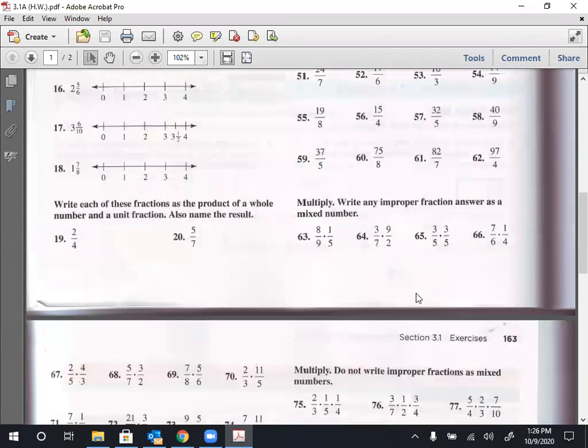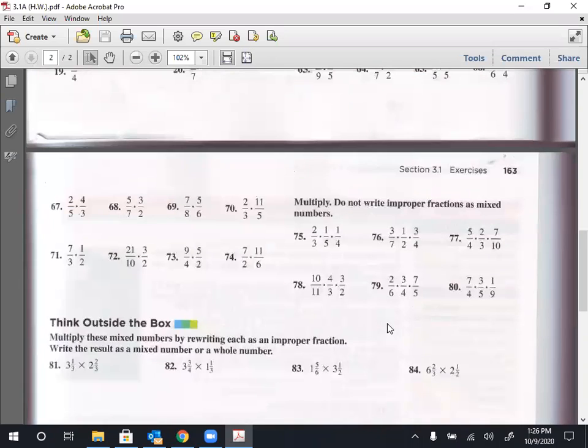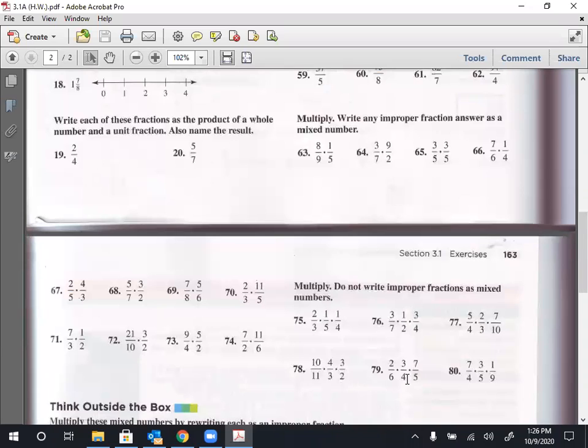Okay, so from 63 to 74, we're going to multiply them out, just like it says. Your calculator is going to get a workout. It says write any improper fraction as a mixed number.